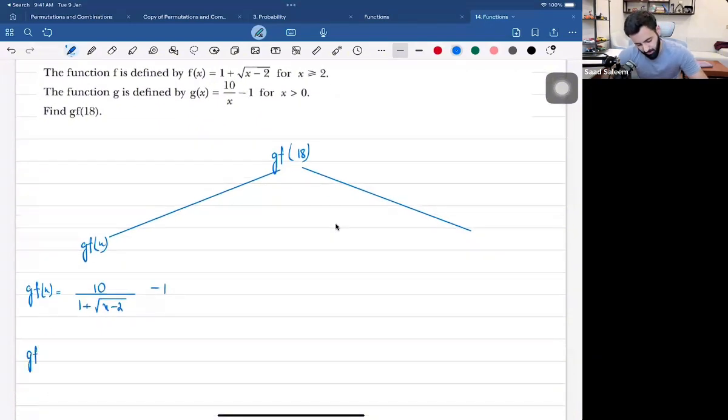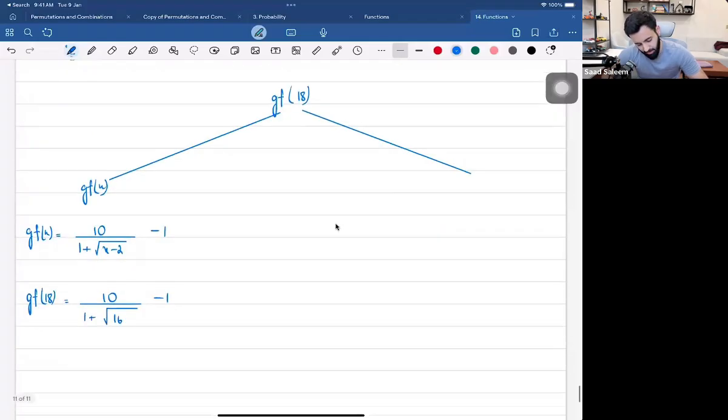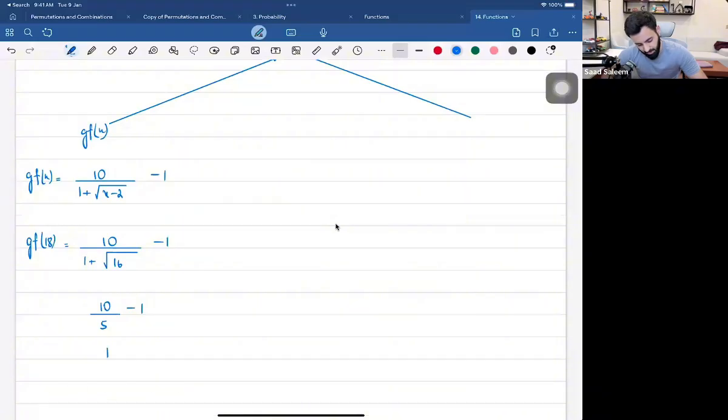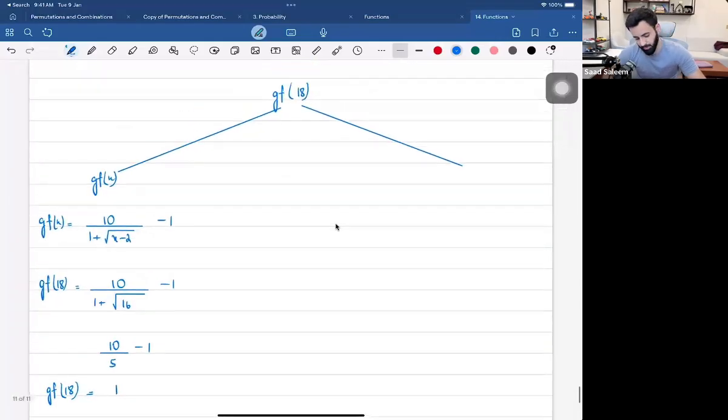Now in this function, we're going to plug in 18. So 10 upon 1 plus square root of 18 minus 2, which is 16, minus 1. So that means 10 upon 1 plus 4, which is 5, minus 1. 10 upon 5 is 2. 2 minus 1 is equals to 1. So that means g of f of 18 is equal to 1. Okay. Now, who can tell me the other way?